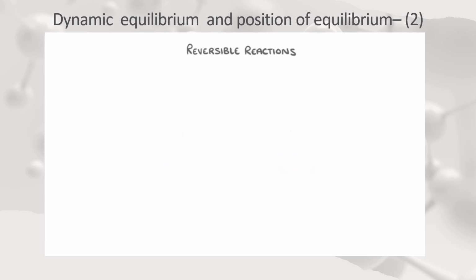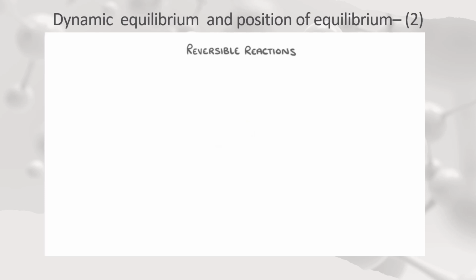Now, most chemical reactions look something like this, with the arrow in the middle pointing to the right, to indicate that the reactants can turn into the products. This means that it's a one-way reaction. Once the carbon dioxide is formed, it won't break back down into carbon and oxygen.